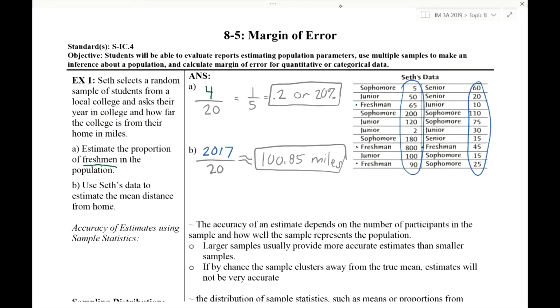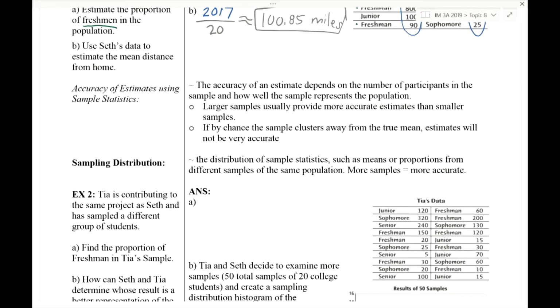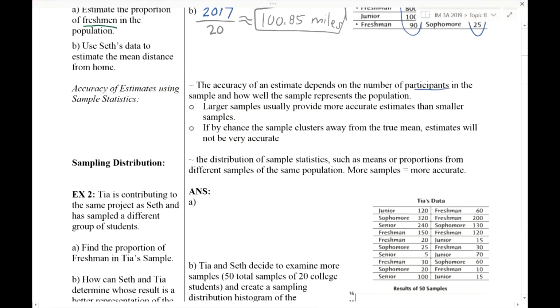So the accuracy of an estimate depends on the number of participants in the sample and how well the sample represents the population. So it's not just that the bigger my sample is, the better my sample is. The more representative of the actual population my sample is, the better it is.